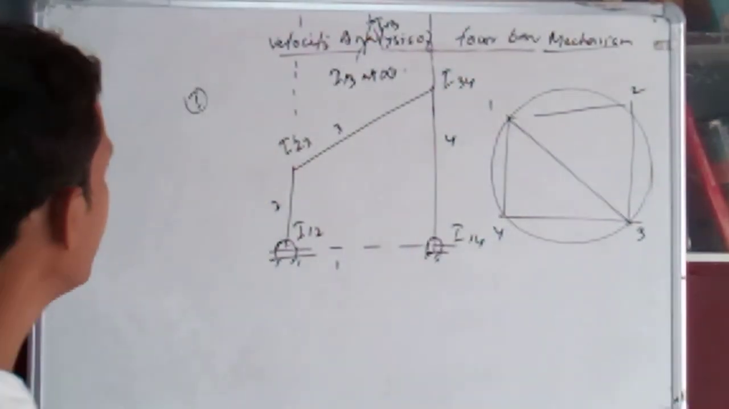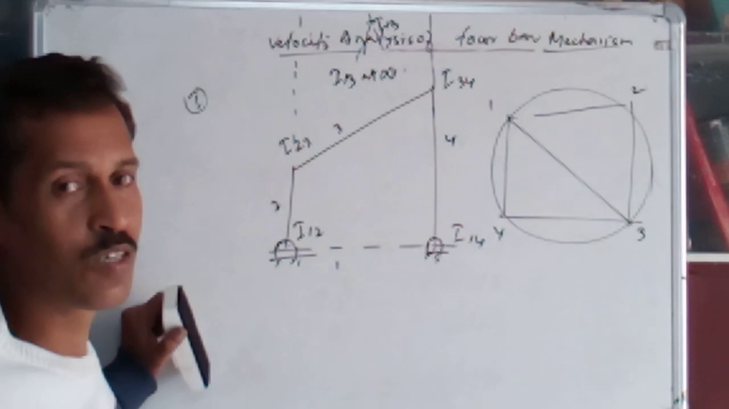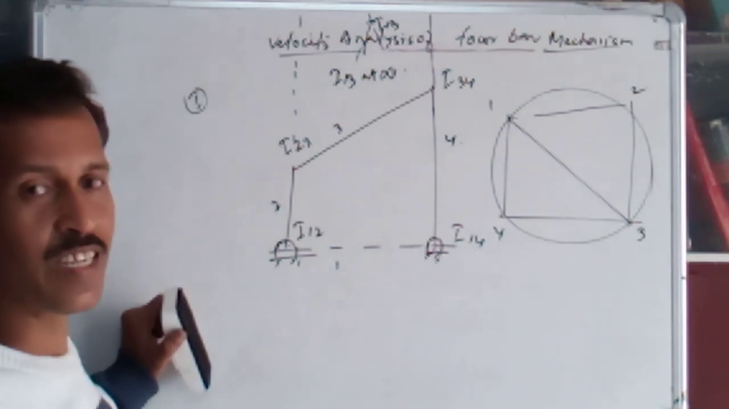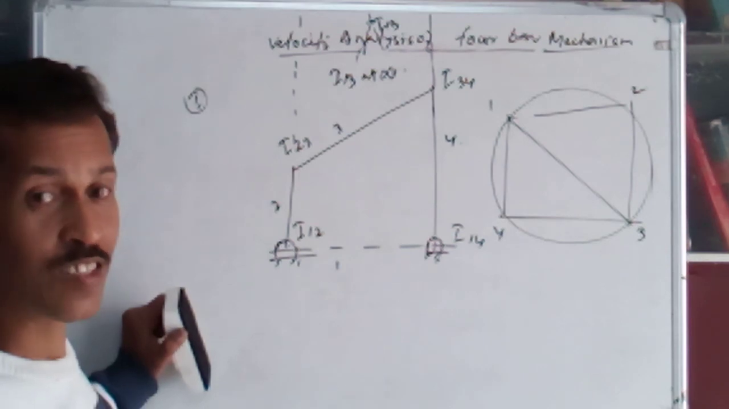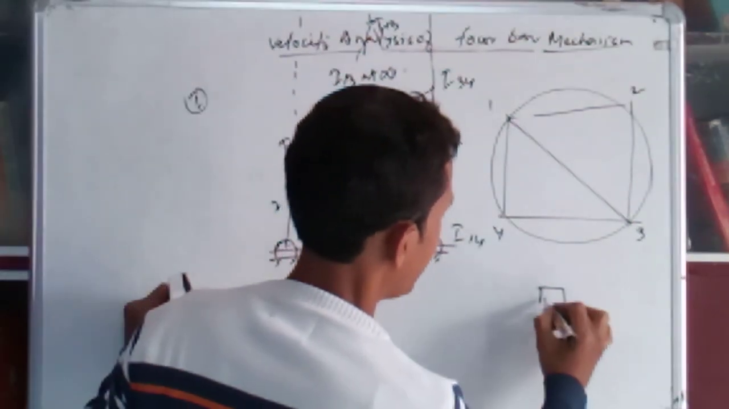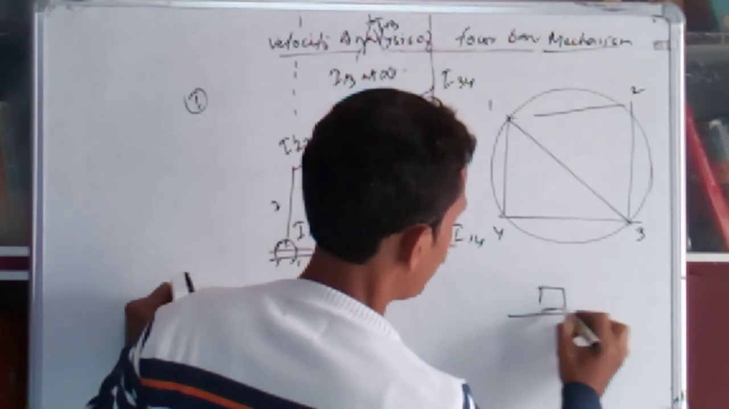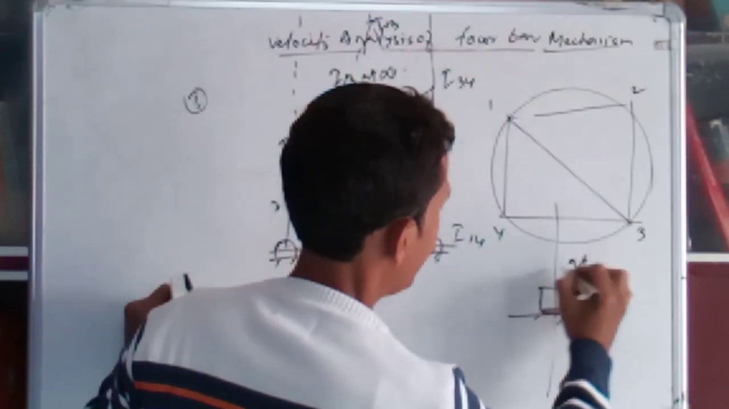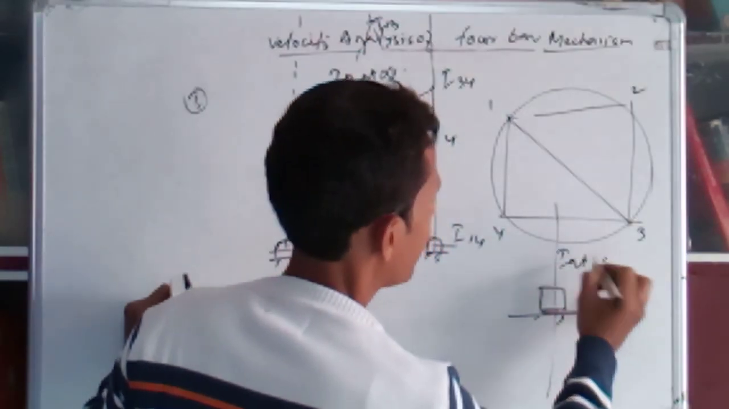Okay. So in which cases will the instantaneous center be at infinity? In case of sliding motion. In case of sliding motion, we have seen a block which is a sliding block. So in that case, the instantaneous center is at infinity.